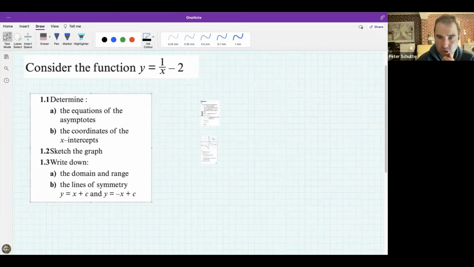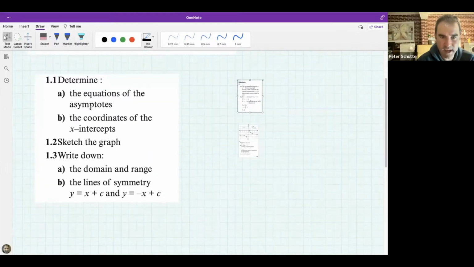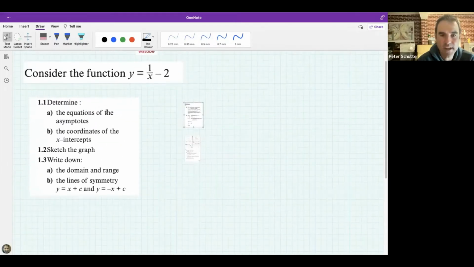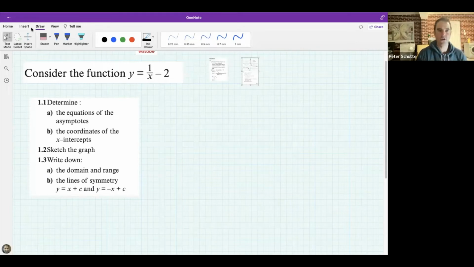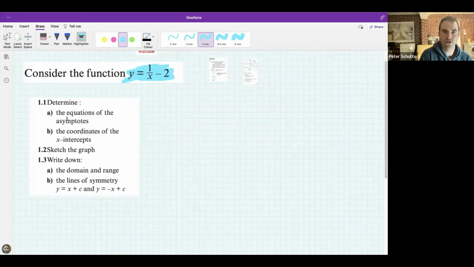So what I want you to do is the following as best you can, and I will come along and do bits of it with you as we go. Basically, this is your question. You're given this function, y equals 1/x minus 2, and you have to determine the equations of the asymptotes and the coordinates of the x-intercepts, and then you have to sketch the graph, and then you have to answer these questions.